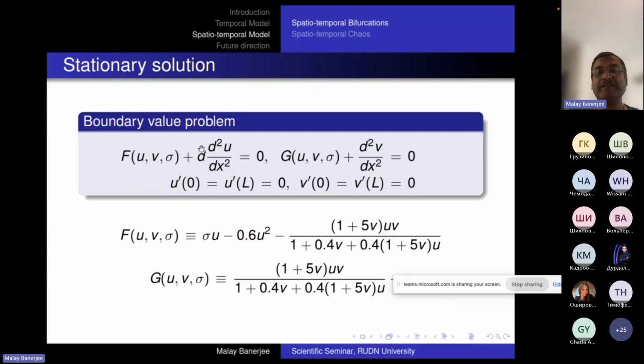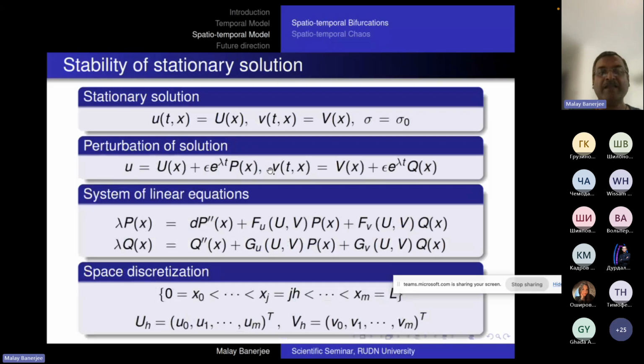So they satisfy these two equations with this kind of boundary condition, with the reaction kinetics F and G given by this. Except for sigma, all the parameter values are substituted here. So this can be considered as a second order ordinary differential equation subject to periodic boundary conditions. Then for a particular choice of sigma equal to sigma 0, we can give a small perturbation around the stationary state, and that gives us this kind of linear eigenvalue equation.